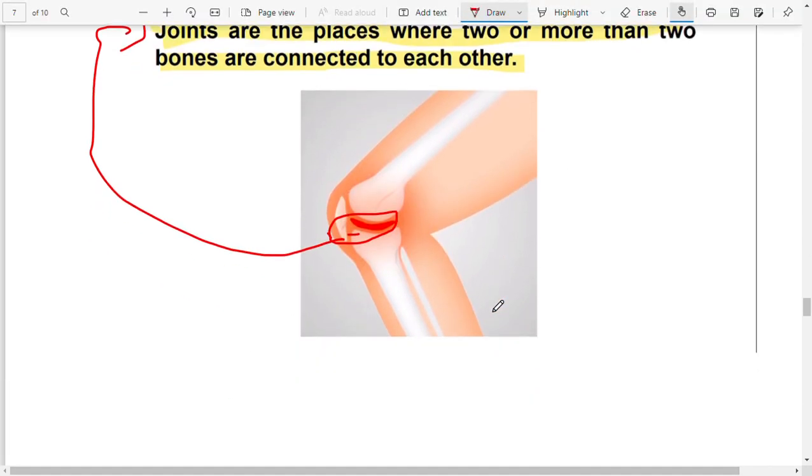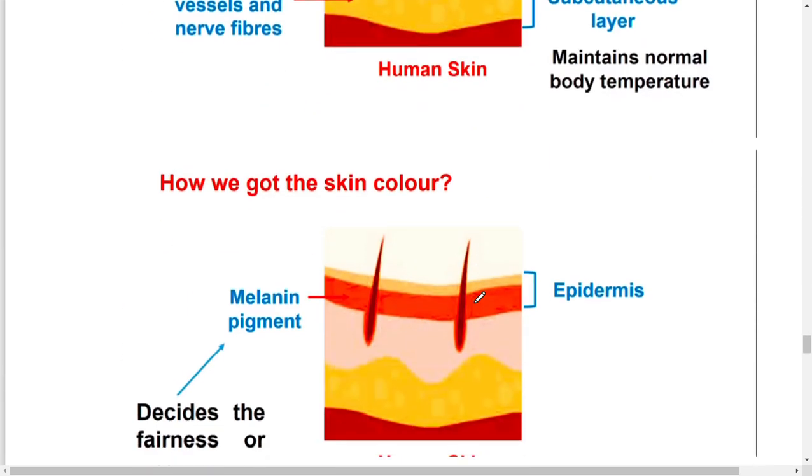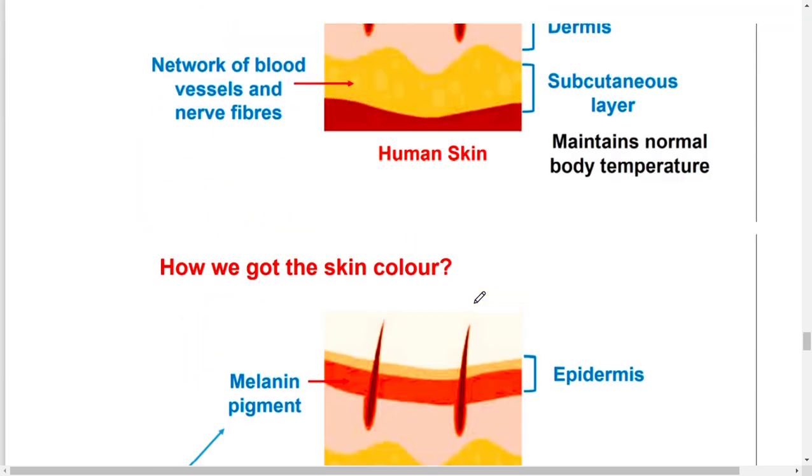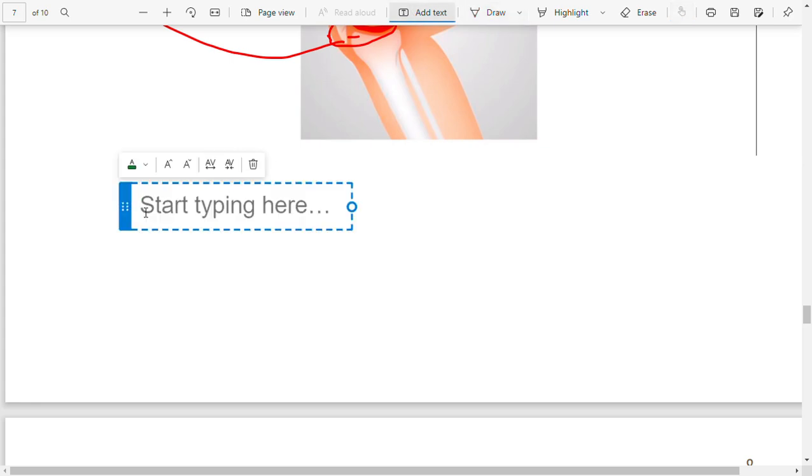Now, let's learn about the next topic, which is skin. First, let me tell you what skin is. First, we are going to learn about what skin is.